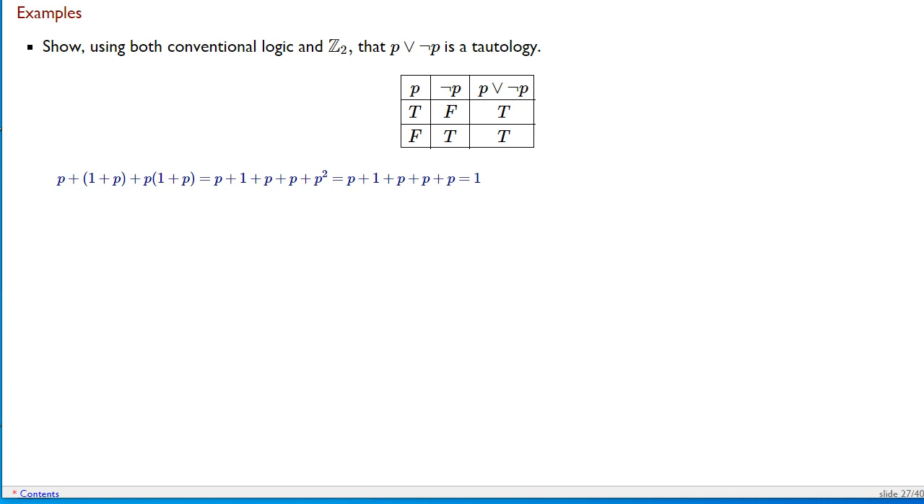If we want to do this with finite fields, we say we have to have the OR of P with not P, which is 1 plus P. And since the generic way of doing OR is P plus Q plus P times Q, we add on the term P times 1 minus P. Now we have P plus 1 plus P plus P plus P squared, but P squared is equal to P, and when we look at what we've got, a 1 and 4 P's. An even number of P's adds to 0. We end up with 1, proving we've got a tautology.